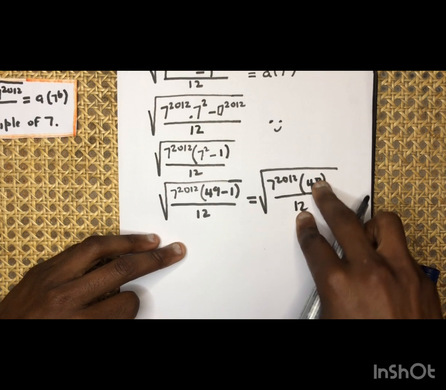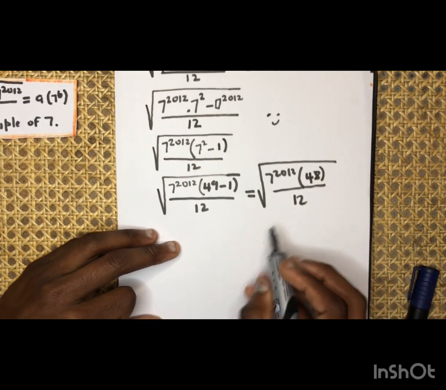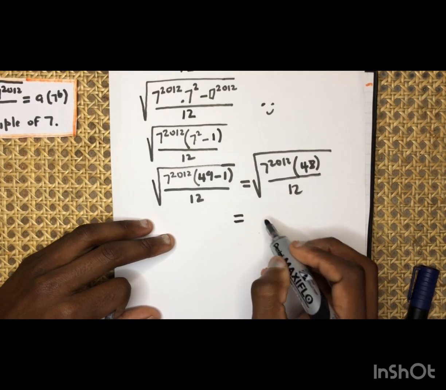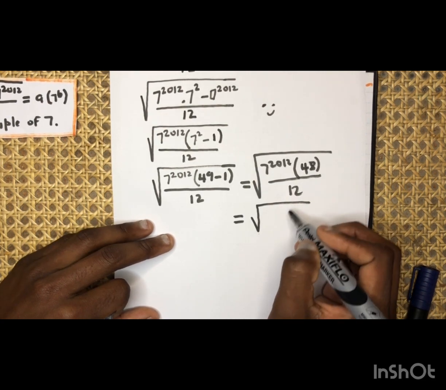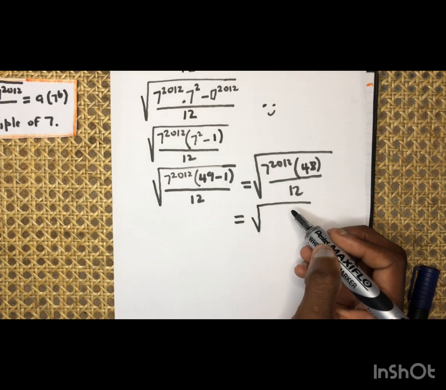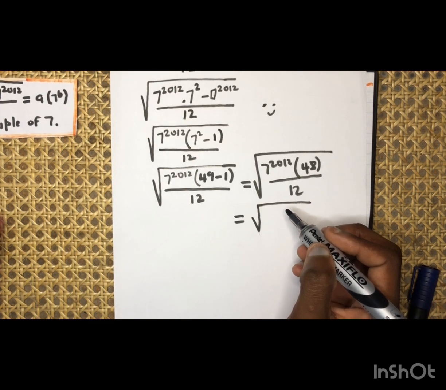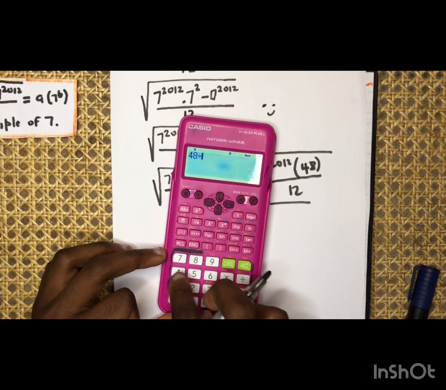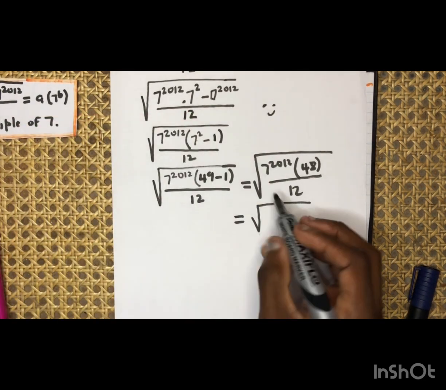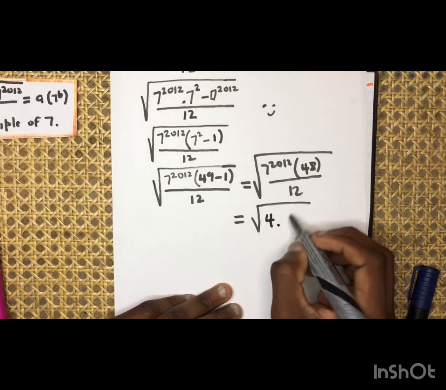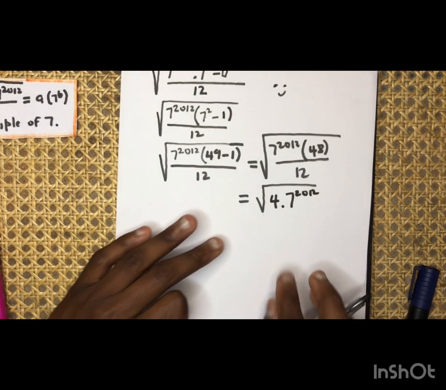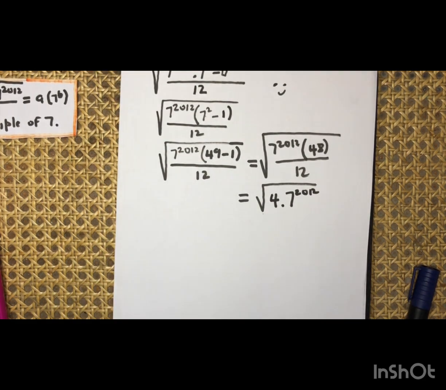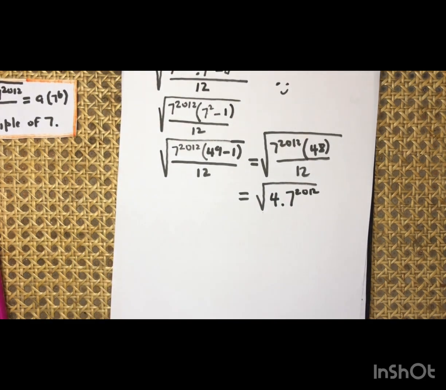Now this 12 will only affect this one. So what we will have here, guys, I'm going to say 48 divided by 12, we get what? We get 4, guys, times 7 to the power 2012. Yes. Now remember, guys, we have here the 2 bases.